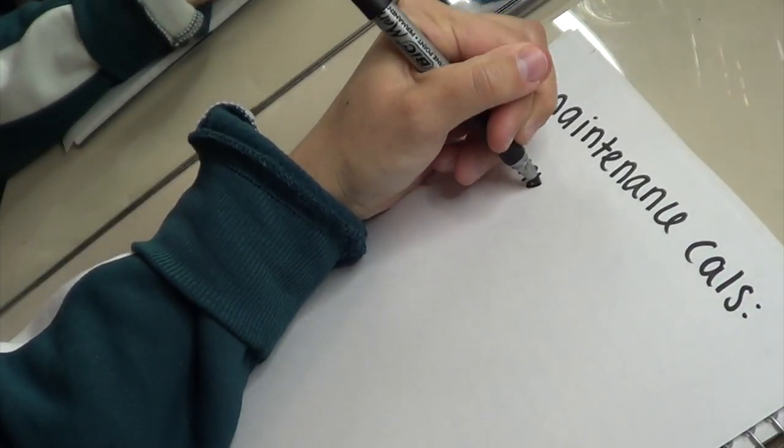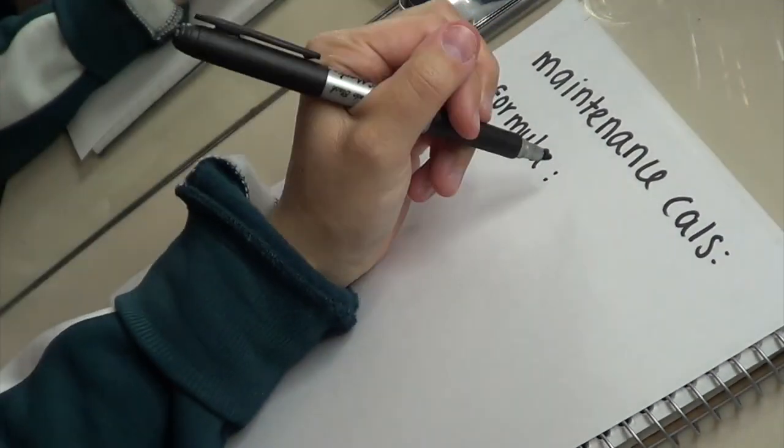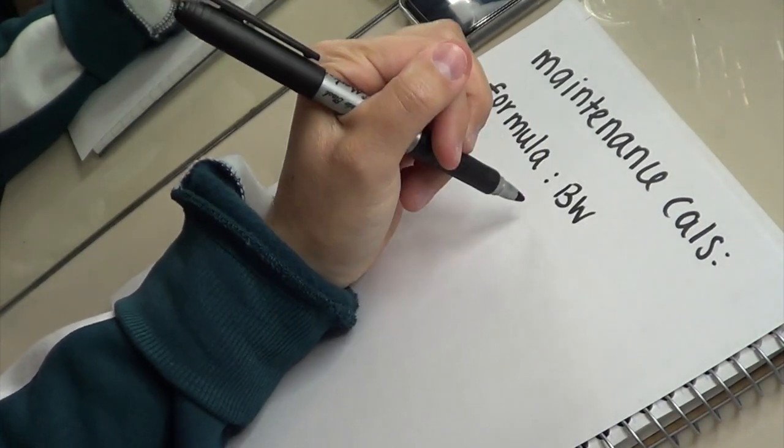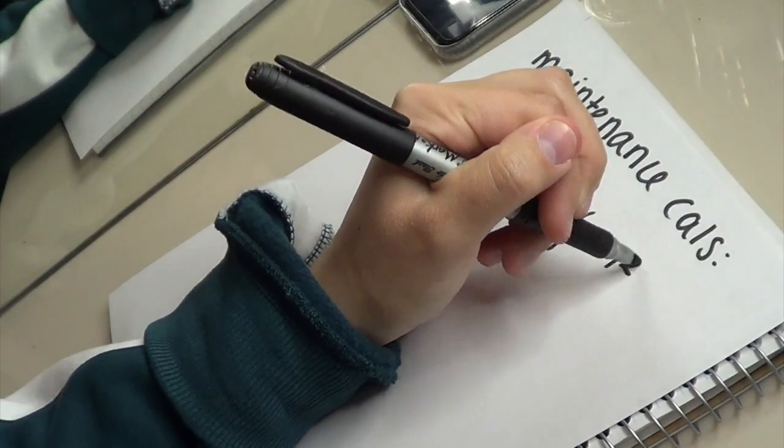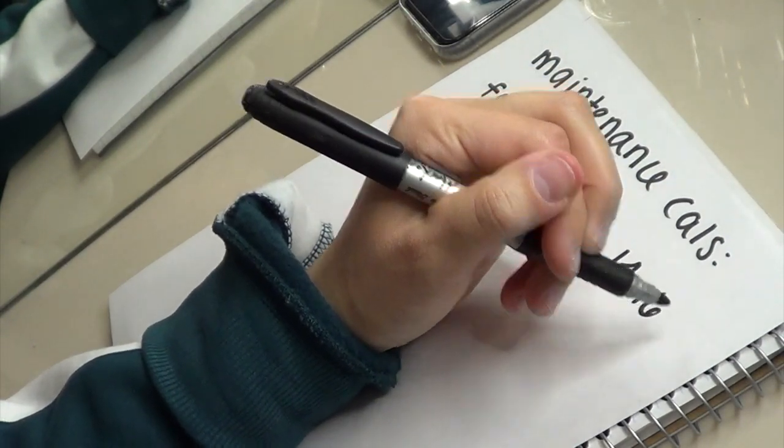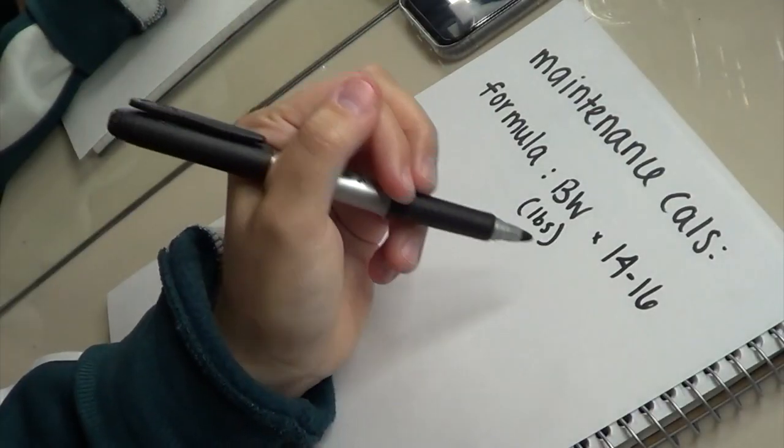Maintenance calories are how many calories you need to eat in a day to not gain or lose any weight. In order to do that, there's a simple formula that I found for you guys. Let me show you. It is our body weight in pounds times 14 to 16. 14 to 16 is a range.